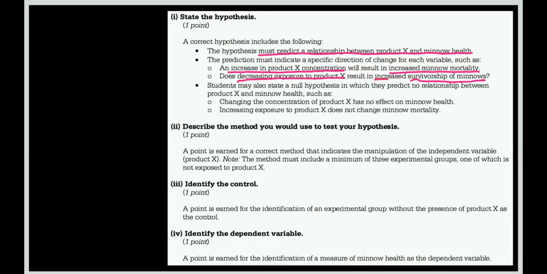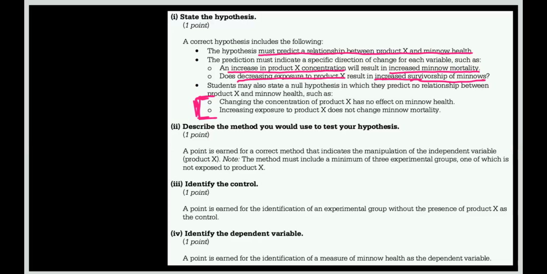So you can't just say, if I expose them to product X, something will change with the minnows, or something like that. You have to be a little more specific. And then they did say that you could do an alternative hypothesis. That's allowed too. Okay, now it says the method you would use to test your hypothesis. This is our experiment, right?